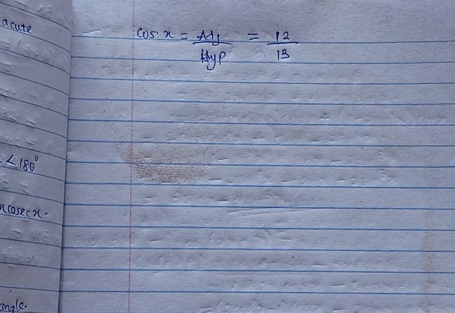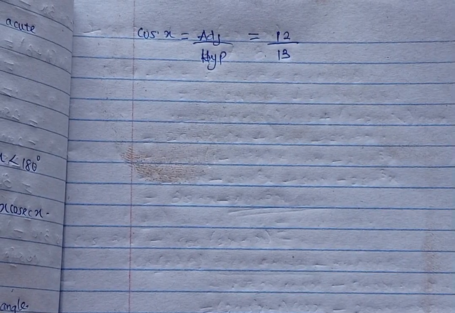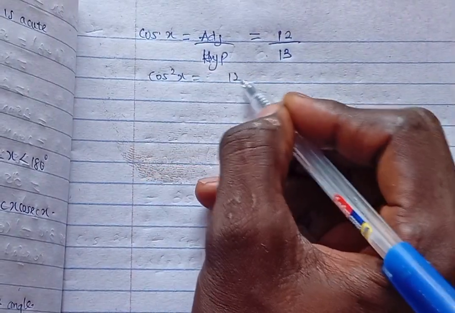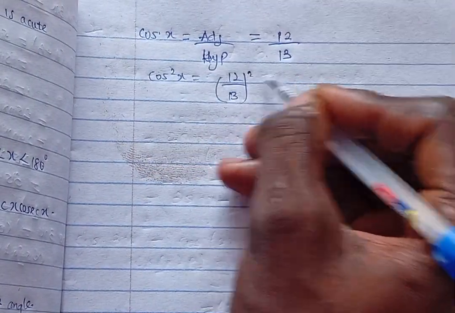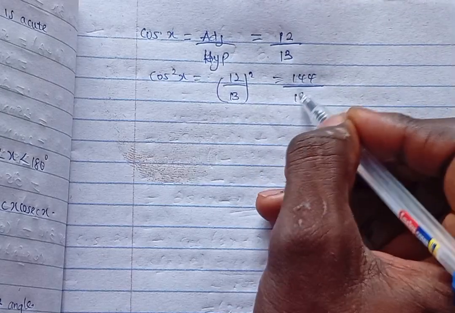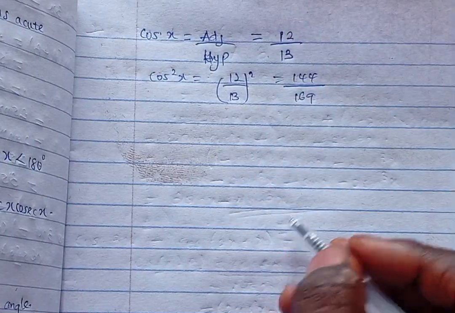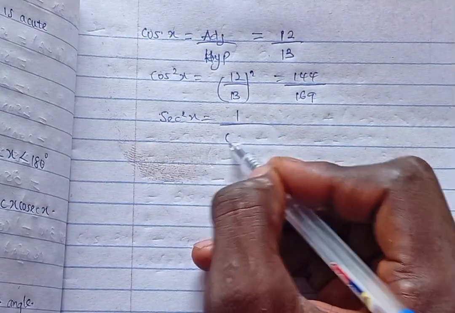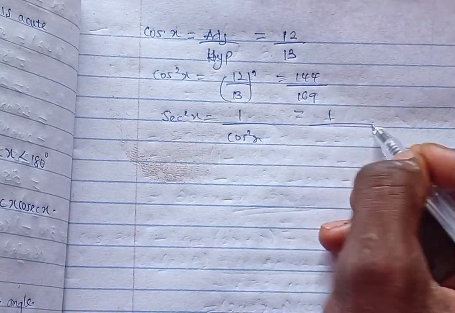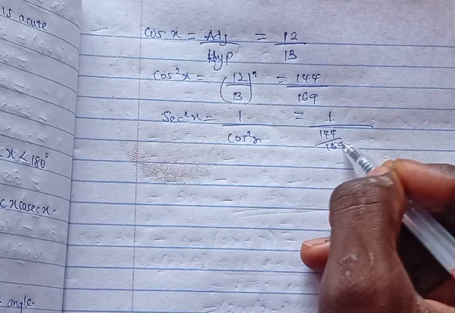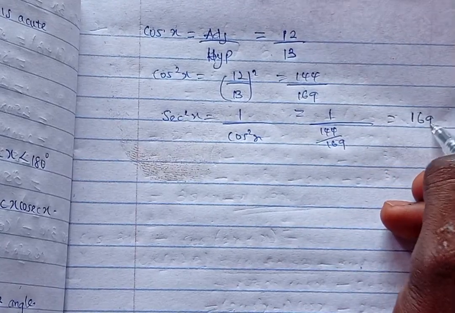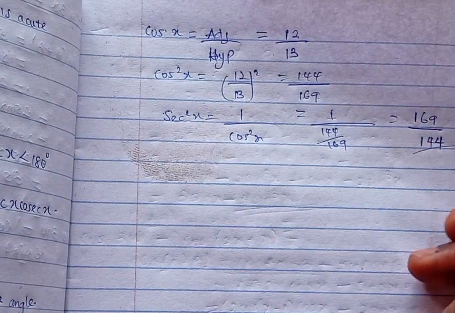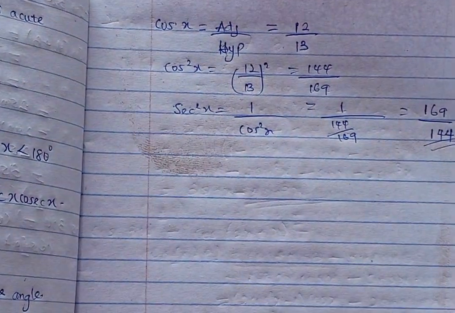But what you are dealing with is cos square x. So cos square x will be 12 over 13 all squared, which is 144 over 169. And your sec square x will now be 1 over cos square x, which is 1 over 144 over 169, which is the reciprocal, 169 over 144. So that's the answer. Do you understand?